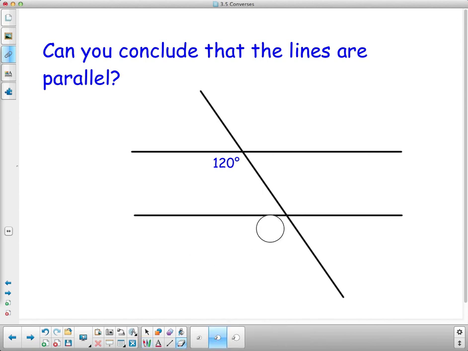Okay? What if I put 120 degrees here? Are the lines parallel? That would be theorem 3.8, which was my title, interior converse theorem. Okay, alternate interior angle converse theorem, yes, would give me the lines parallel. If I put 120 here, are the lines parallel?